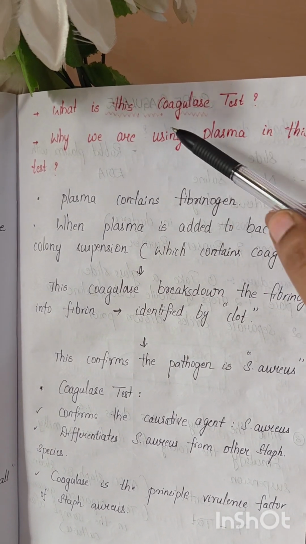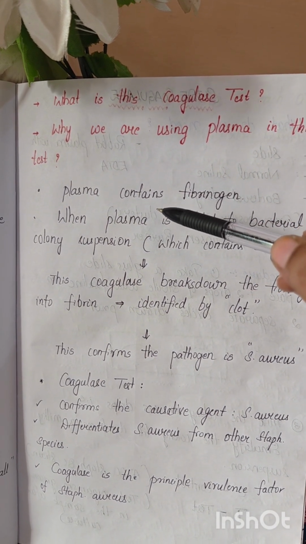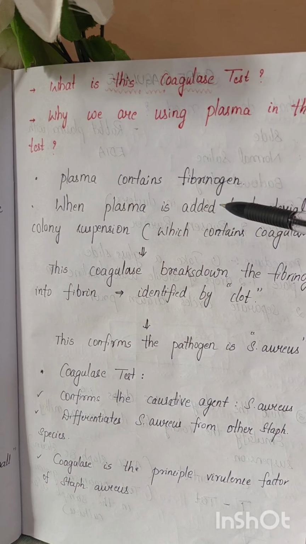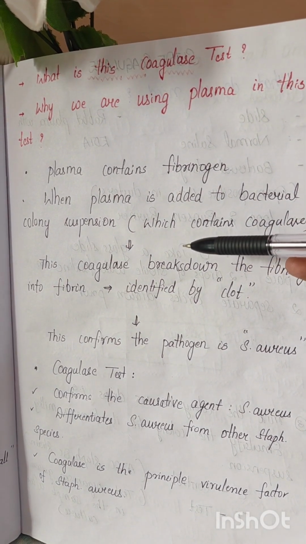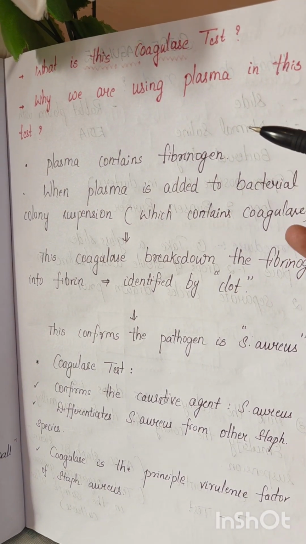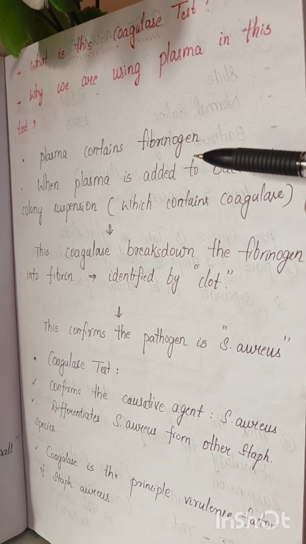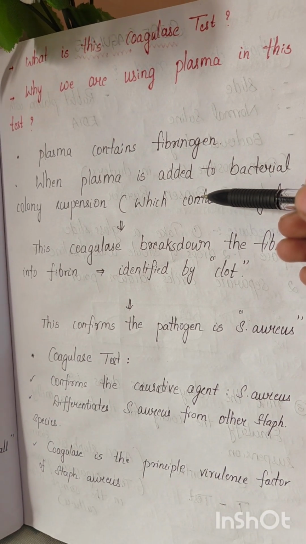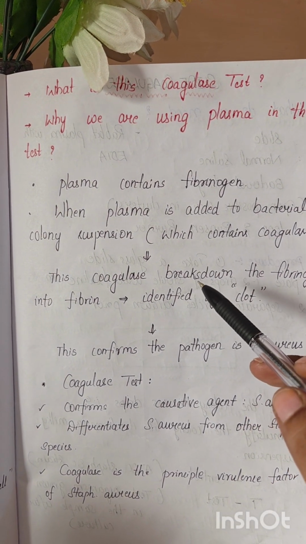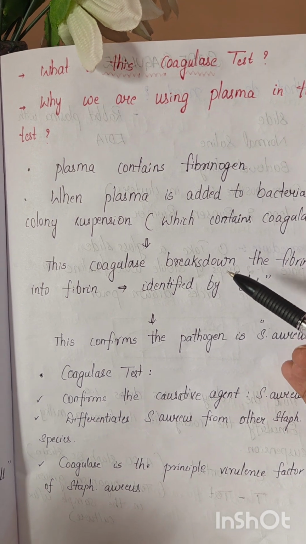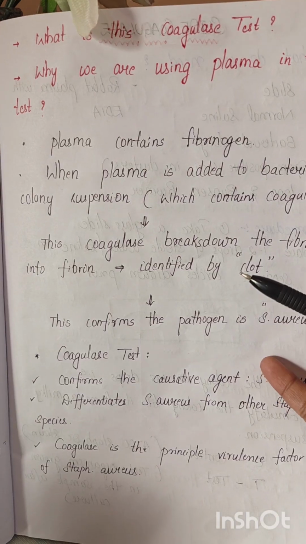Then we are seeing what the coagulase test is and why we are using plasma in this test. Plasma, you all know, contains fibrinogen. So when plasma is added to the bacterial colony suspension that contains coagulase enzyme in secreted form or bound form, that coagulase breaks down the fibrinogen present in the plasma into fibrin, resulting in clot formation. How to do the slide coagulase test will be discussed later separately, and you will know how to perform the test.